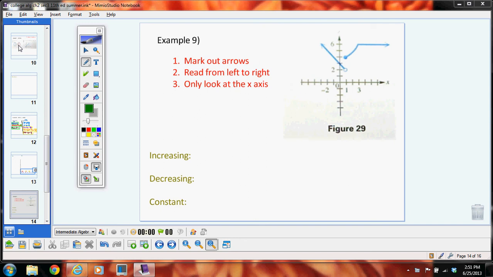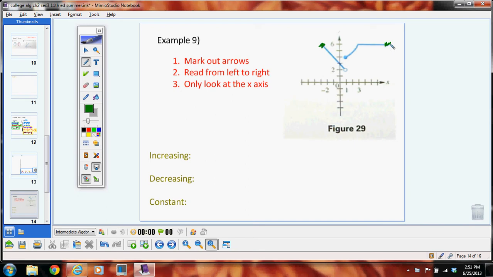On example 9, they've asked us to figure out on what intervals this graph is increasing, decreasing, and constant. Now there's some key things to help you get this right. So I've listed 3 things that will help you. First of all, mark out those arrows on the end. They tend to be confusing. So if the graph has arrows, just ignore them.